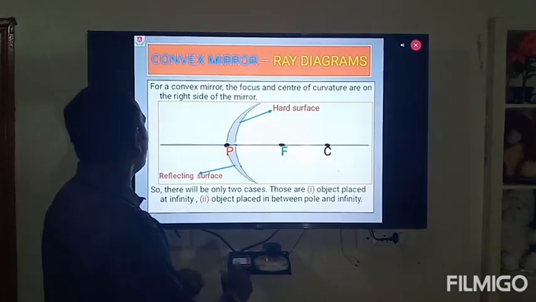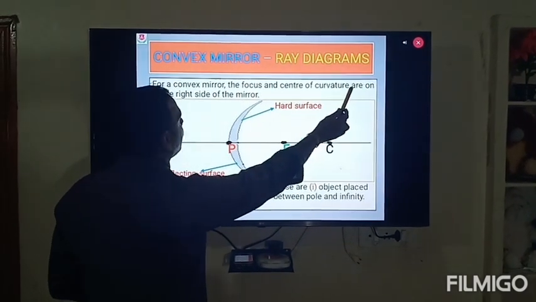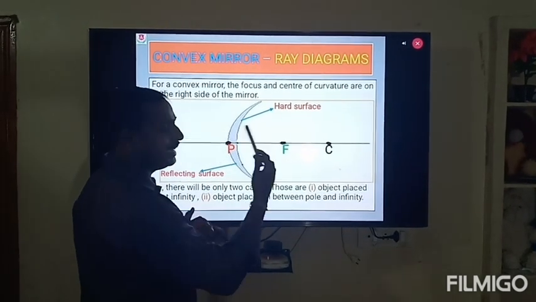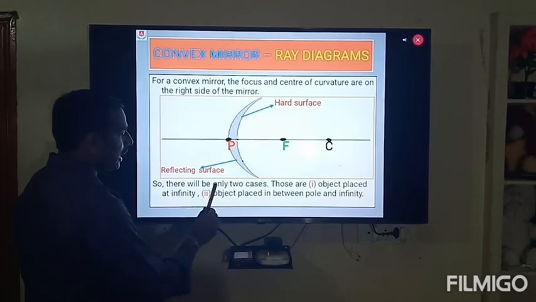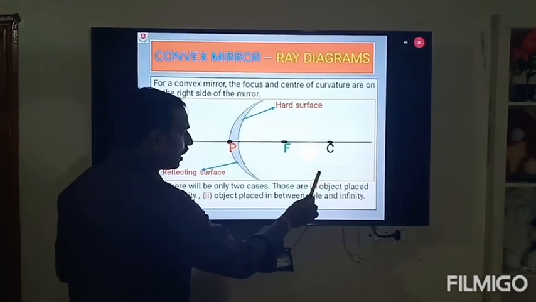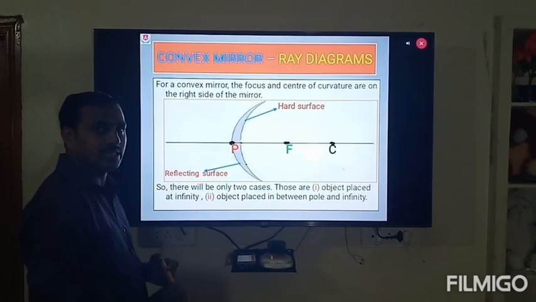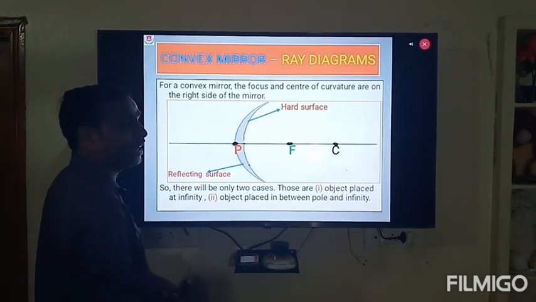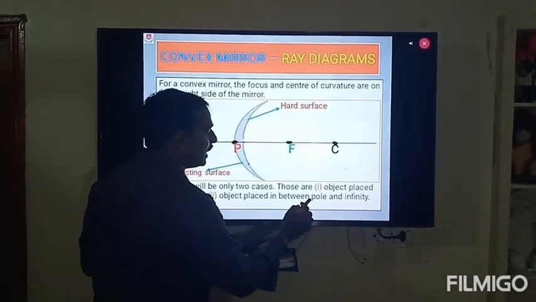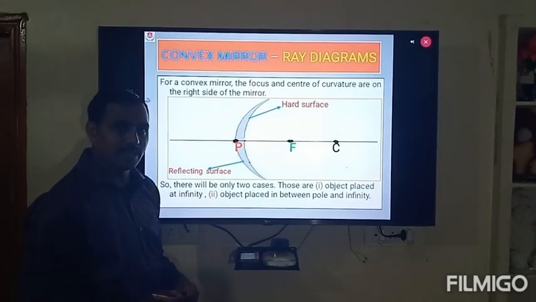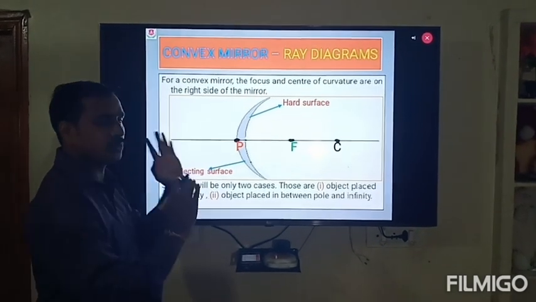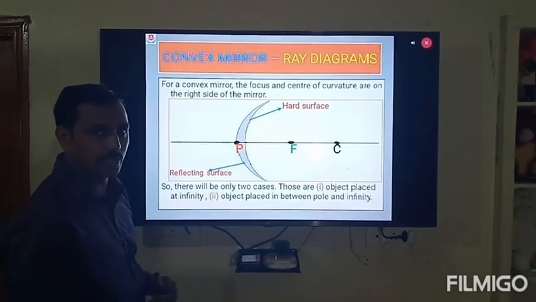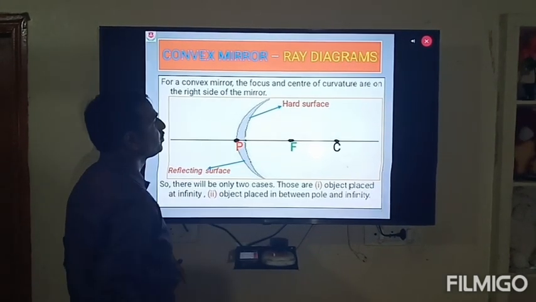Why? See here. For a convex mirror, the focus and center of curvature are on the right side of the mirror, means those are not lying on the reflecting surface. So there will be only two cases. Those are the object placed at infinity, means the object very far from the mirror, and the object placed in between pole and infinity, means the object is somewhat near to the mirror. For these two cases, now we are going to draw the ray diagrams.